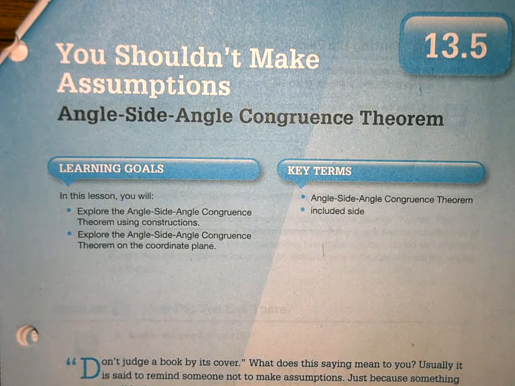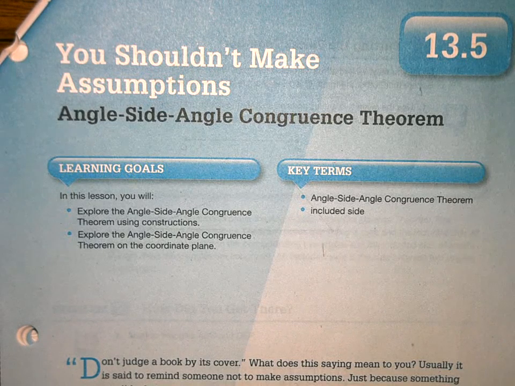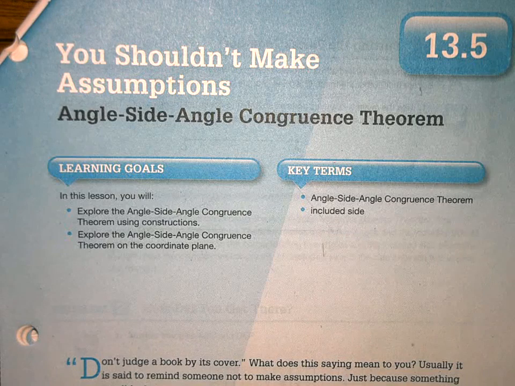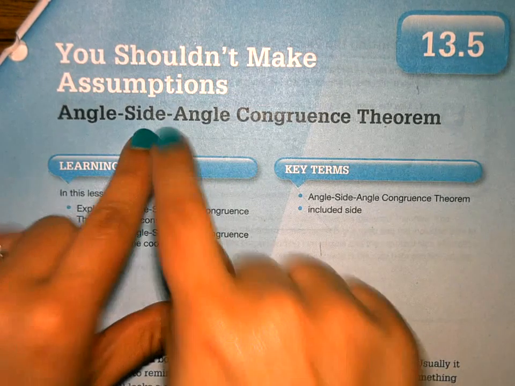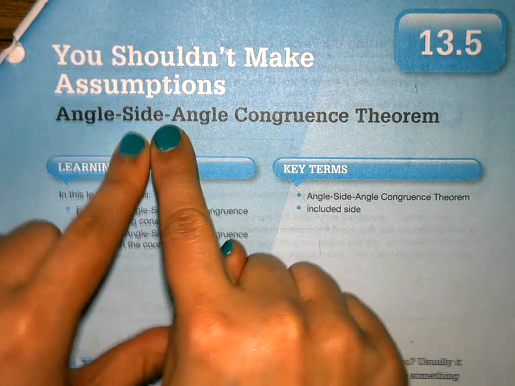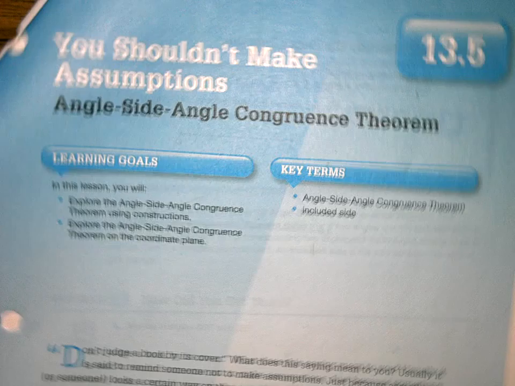Okay guys, today we're going to be doing 13.5, so your packets should be on page 769. And today we're going to be learning about a third congruence theorem called the angle side angle congruence theorem. So we're going to be looking at triangles that have two angles and the included side congruent. That's why we have the side in the middle, because it has to be the side between the two angles.